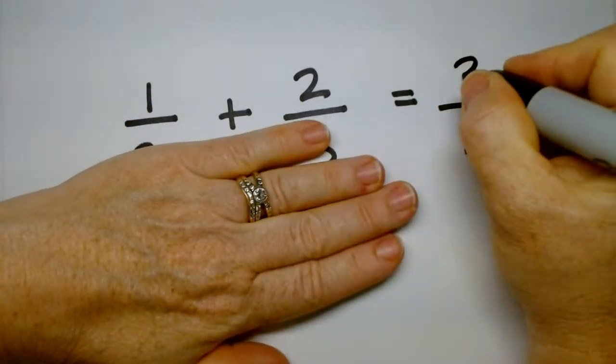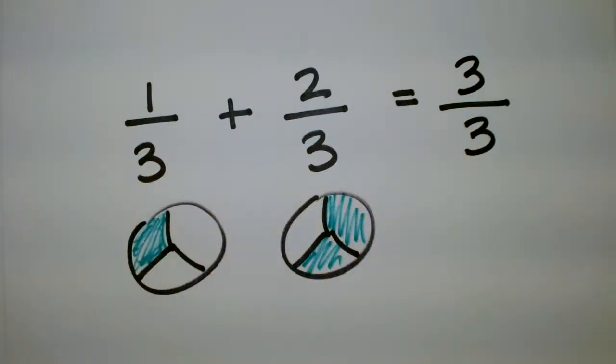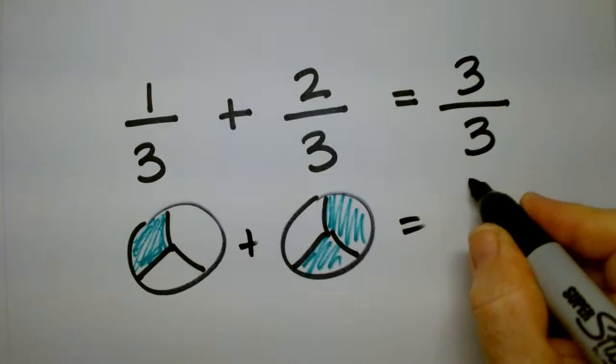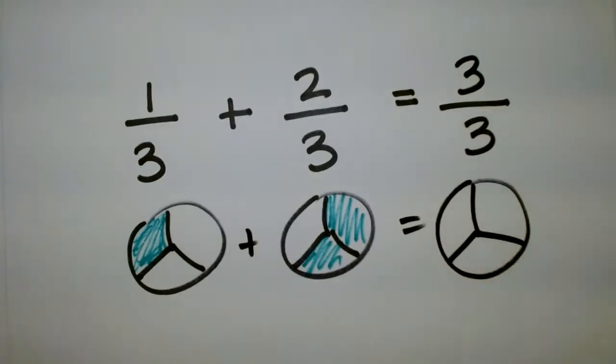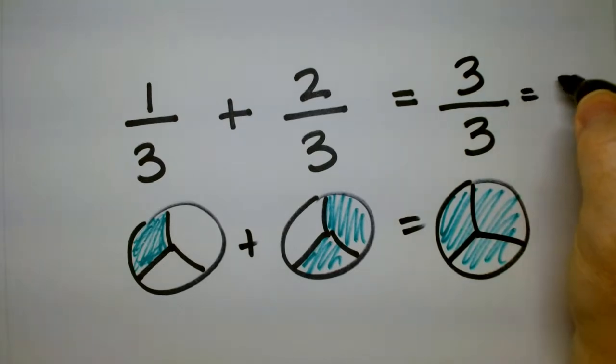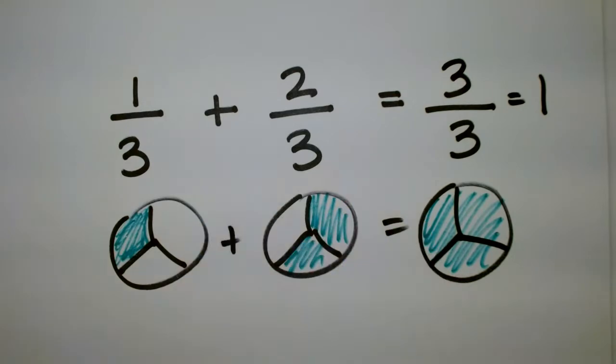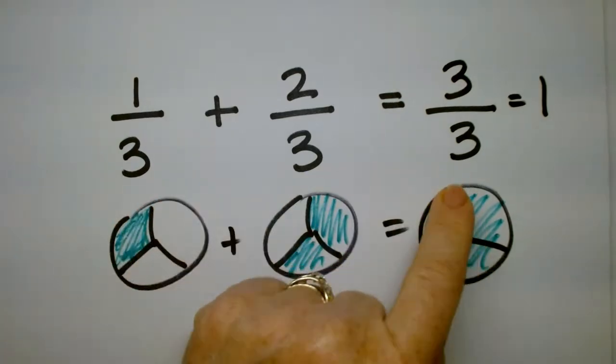1 plus 2 is 3. Just keep in mind you don't add the bottom because we don't add the number of divisions. So 3 out of 3 means we're talking about an entire pizza here. Okay, so you could also say this is equal to 1. All right, so this was a quick review. This is what we've been doing so far.